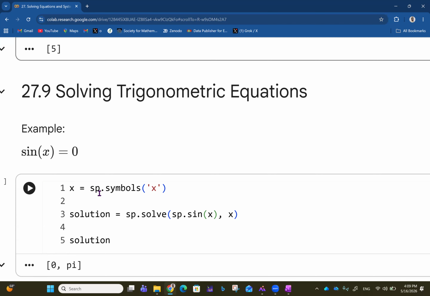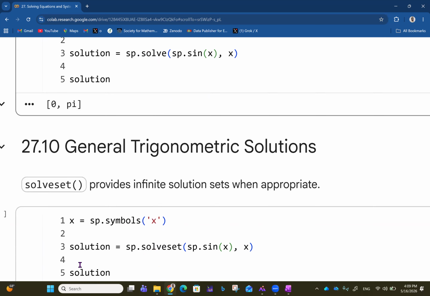So you have x equals sp.symbols x. So solution is sp.solve sine x. Of course, sine comes from SymPy, and you're solving that with respect to x. And the solution is 0, comma pi. So sine x is 0 whenever x is 0 or whenever x is 180 degrees, or pi radians.